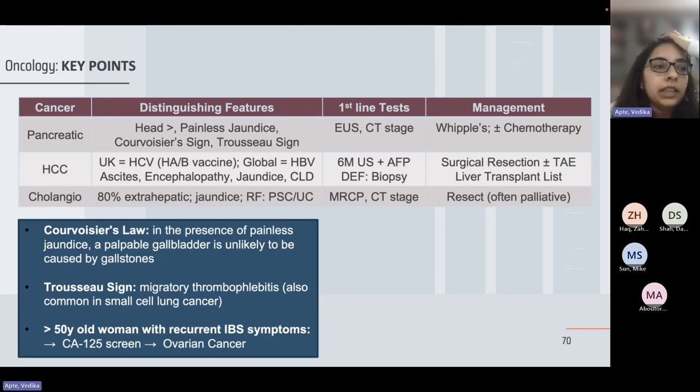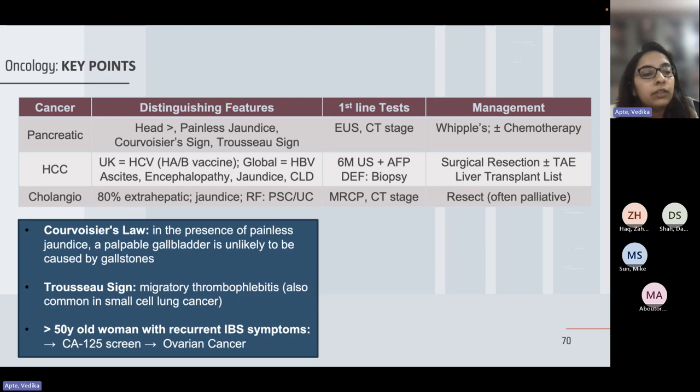Okay, now in terms of our oncology. The main cancers to note for this whole topic are pancreatic cancer, hepatocellular carcinoma, and cholangiocarcinoma. Just some distinguishing features. For the pancreas, if it's a cancer in the head of the pancreas, you'll always see painless obstructive jaundice, which is Courvoisier's law. So the presence of painless obstructive jaundice and a palpable gallbladder is unlikely to be caused by gallstones.